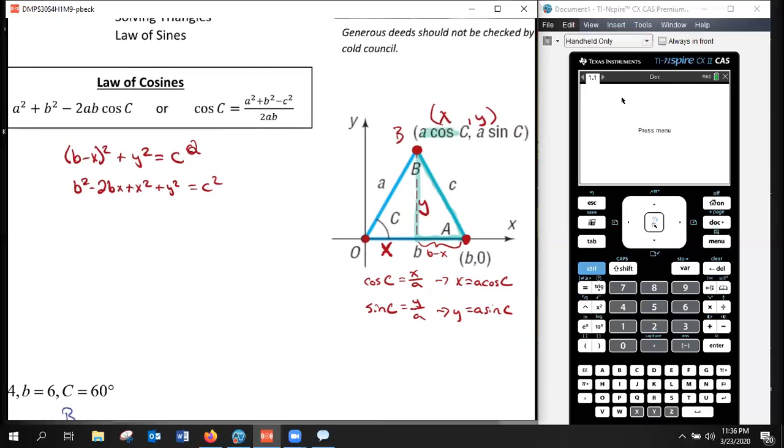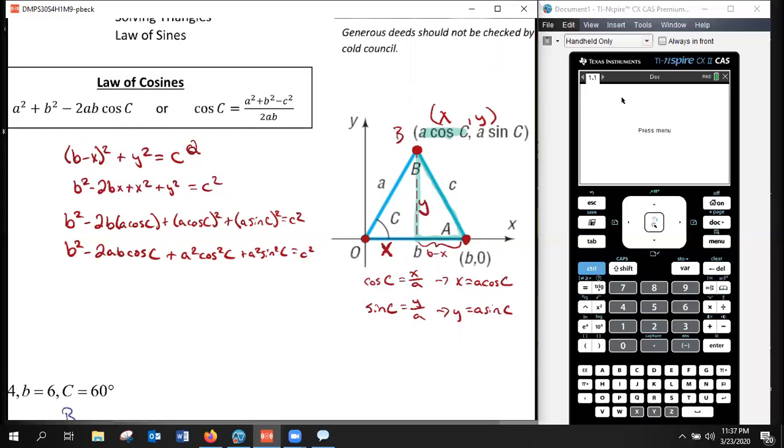Now, going back to x is equivalent to a cosine of C. This is where I'm going to do my substitution. So I have b squared minus 2b times a cosine C plus (a cosine C) quantity squared. And then I'm going to substitute the y value in as well, which is (a sine C) squared equals c squared. Simplifying a little bit, b squared minus 2ab cosine C plus a squared cosine squared C plus a squared sine squared C equals side c squared.